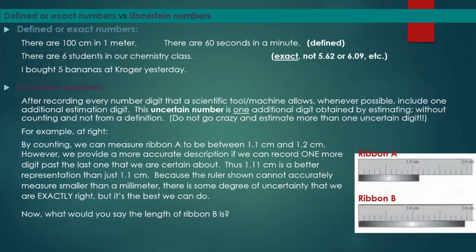What would you say the length of ribbon B is? So here's 9 millimeters. So it's definitely between 1.9 centimeters and 2.0. I would say somewhere either 1.95 centimeters or 1.96 centimeters. Okay, but the 5 and the 6, that last digit right there is our uncertain number that we're guessing about.